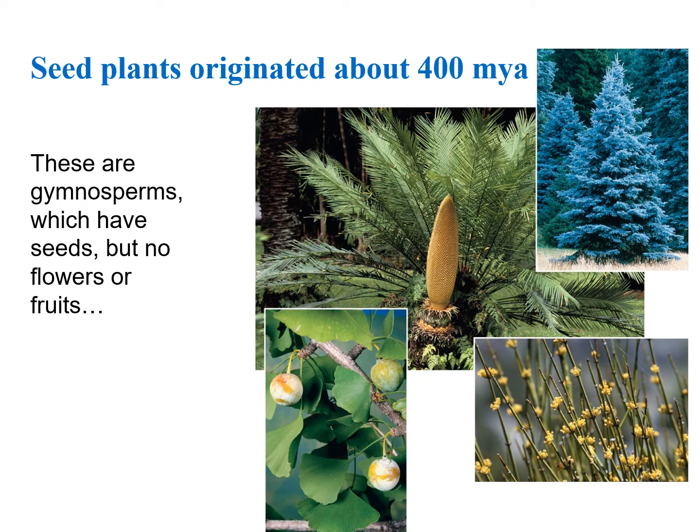And some of those seed plants are what we call the conifers. This is really the only group we're going to spend much time with in this class. The conifers are gymnosperms, which is a type of seed plant. And they have seeds, but no flowers or fruits. So even though this looks like a fruit and this looks like a flower, this is not a fruit. It is a seed.